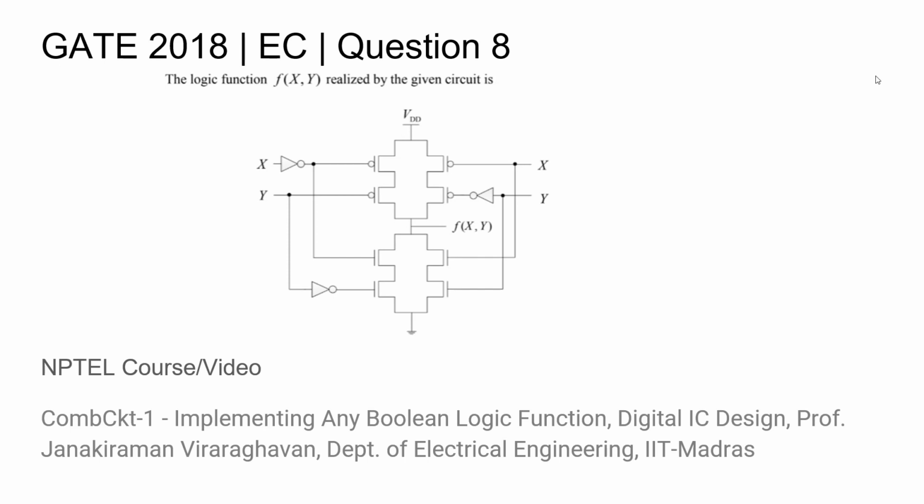This is question 8 from the GATE 2018 EC paper, where we are given the following combinatorial circuit and are asked to find out what logic function of the input variables is realized. Underneath the question, you will find the title of the NPTEL course or video relevant to this topic.